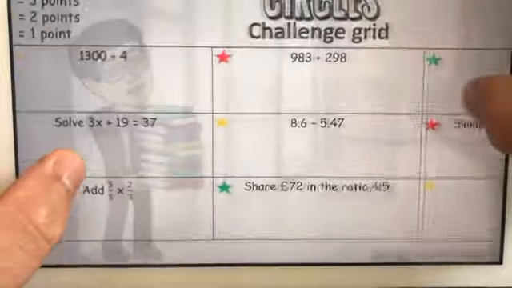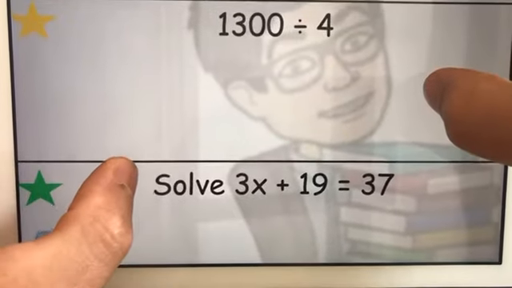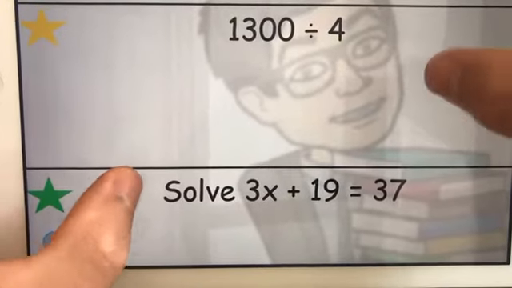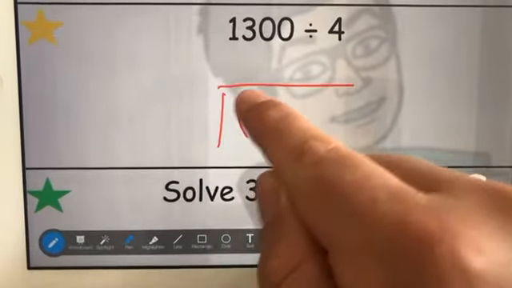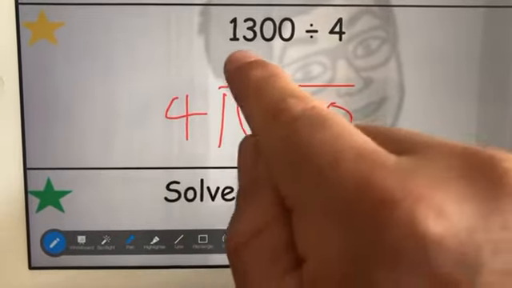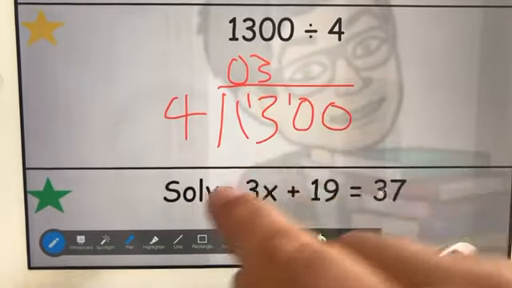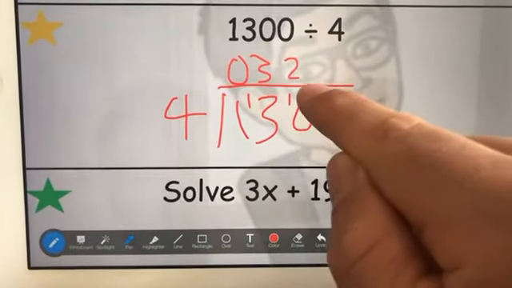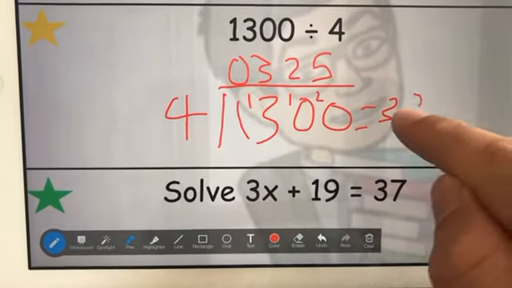Right then, so I'm going to go through each of these individually. Again, if you didn't manage to finish, that's okay. Hopefully you'll beat the score you had last week. So, I've got 1300 divided by 4. 4 doesn't go into 1, remainder 1. 4 goes into 13 3 times, remainder 1. 4 goes into 10 twice, remainder 2. And it goes into 25 times. So my answer is 325.